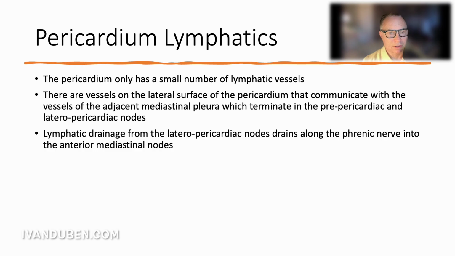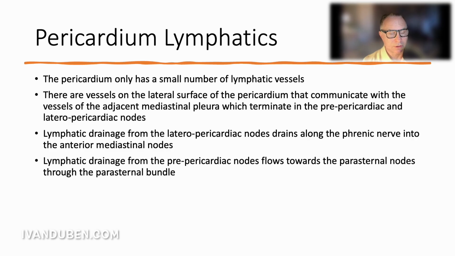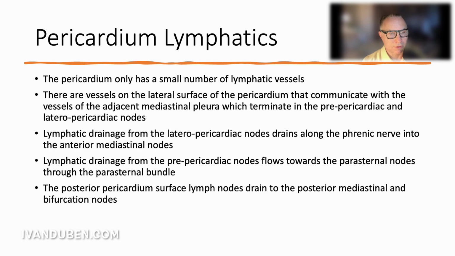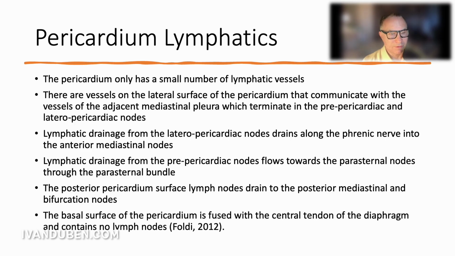Lymphatic drainage from the lateral pericardiac nodes drains along the phrenic nerve into the anterior mediastinal nodes. Lymphatic drainage from the pre-pericardiac nodes flows toward the peristernal nodes through the peristernal bundle. The posterior pericardium surface lymph nodes drain to the posterior mediastinal and bifurcation nodes. The basal surface of the pericardium is fused with the central tendon of the diaphragm and contains no lymph nodes.